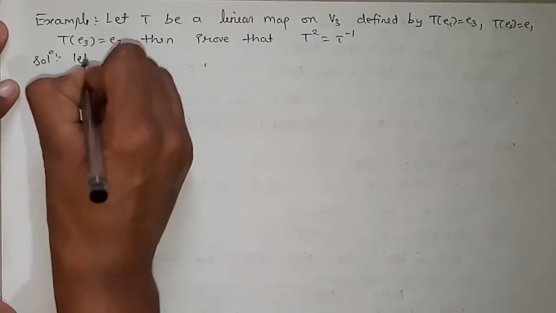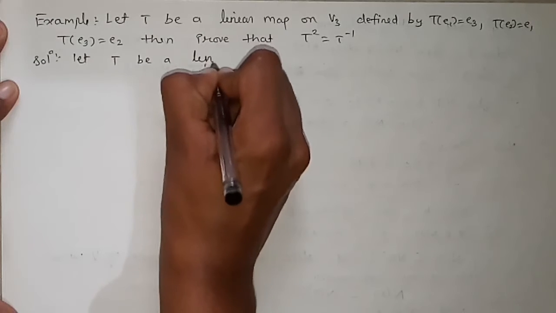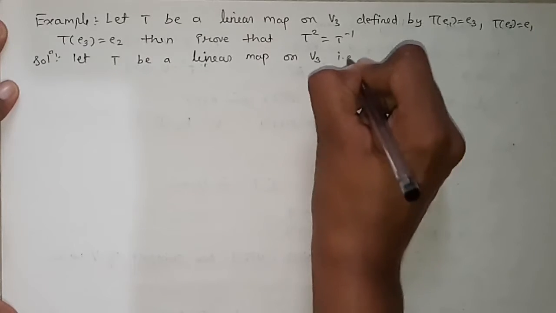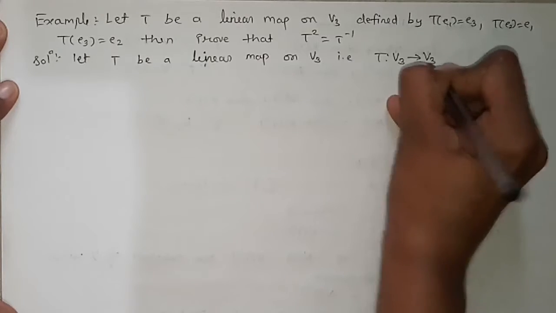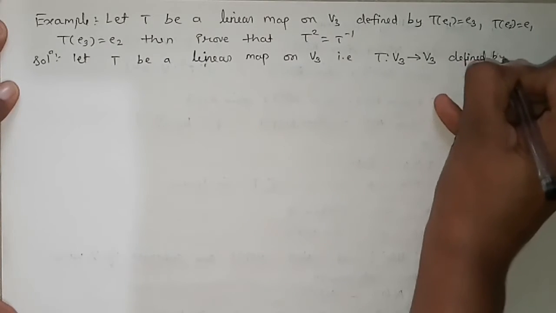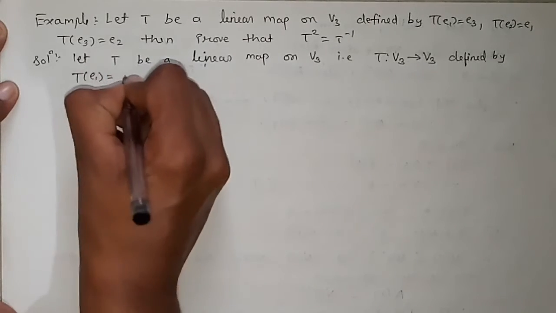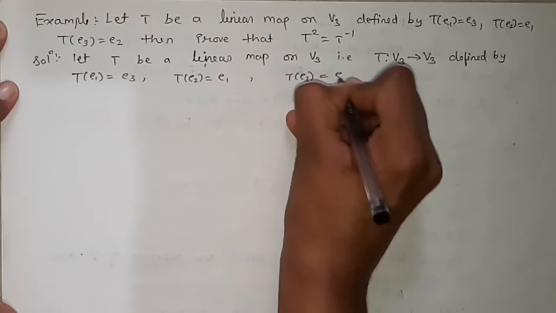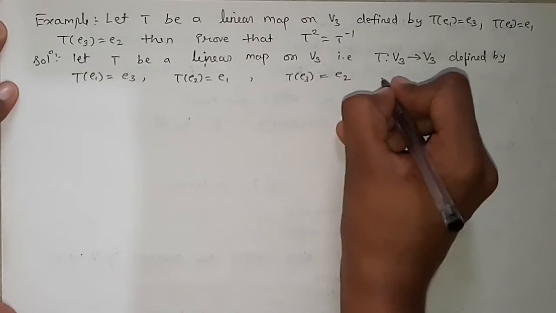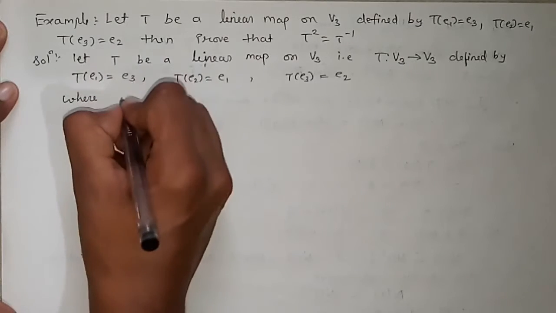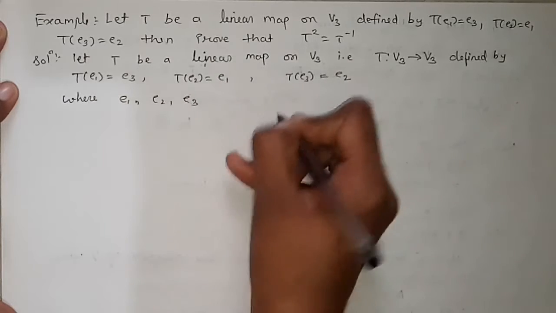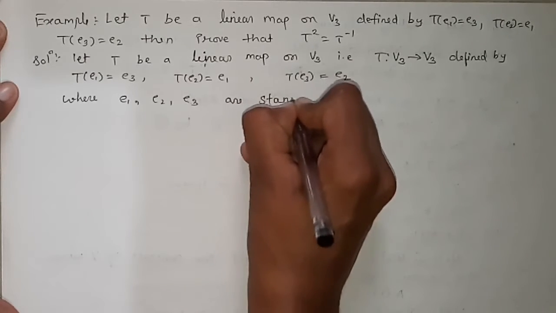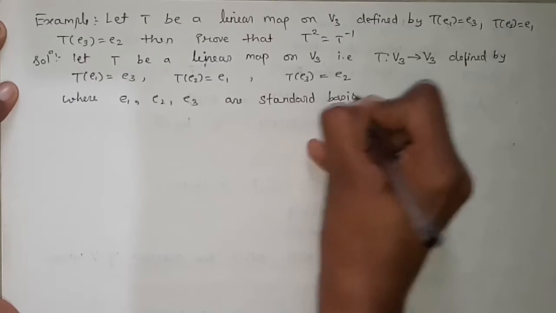So, let T be a linear map on V3, that is T is a mapping from V3 to V3 defined by T of E1 is equal to E3, T of E2 is equal to E1 and T of E3 is equal to E2, where E1, E2 and E3 are what? Standard bases for V3.